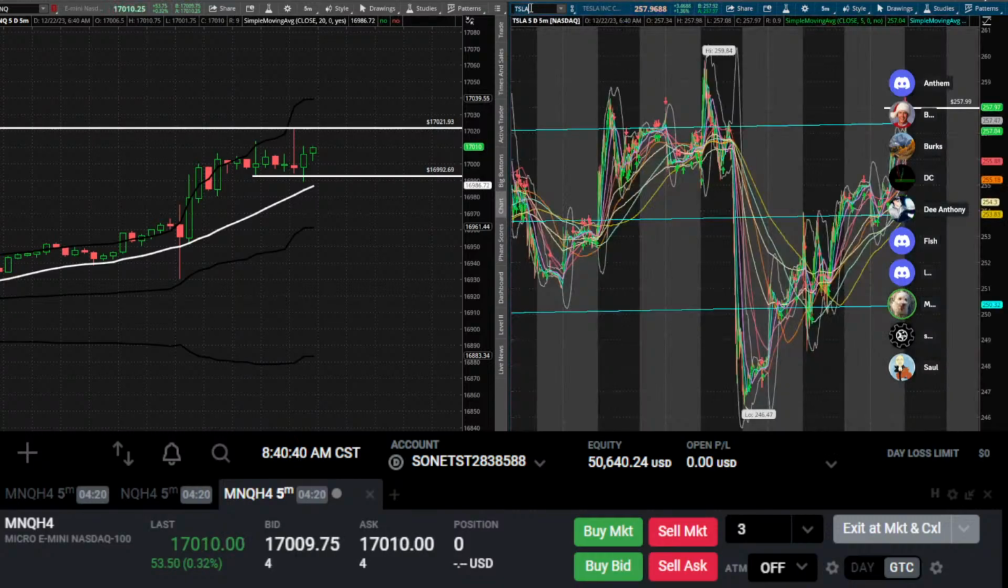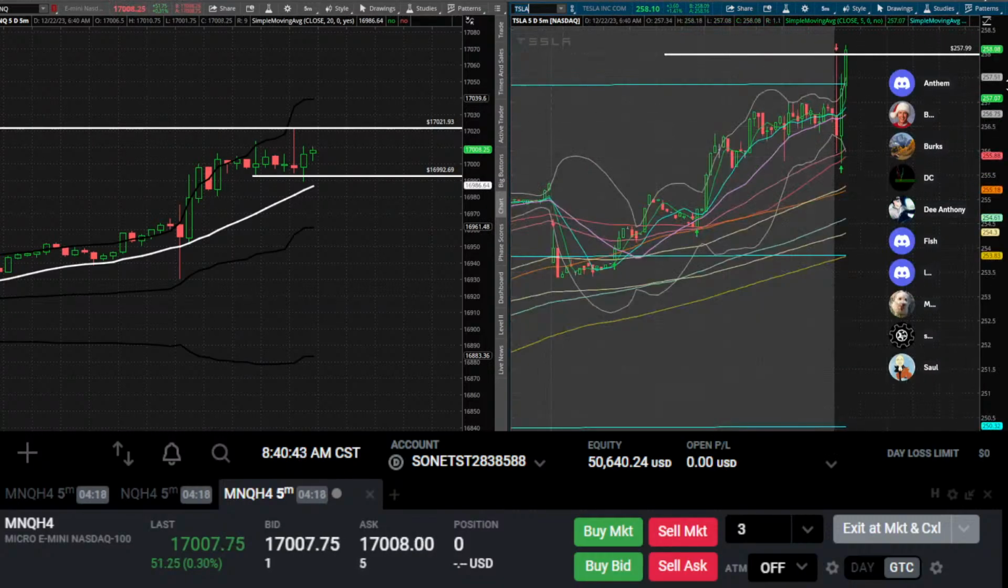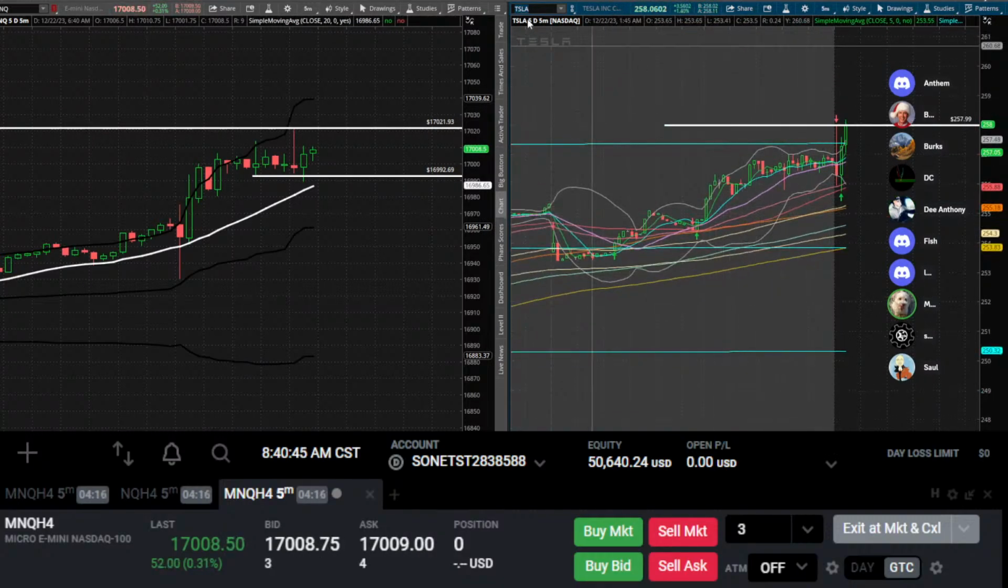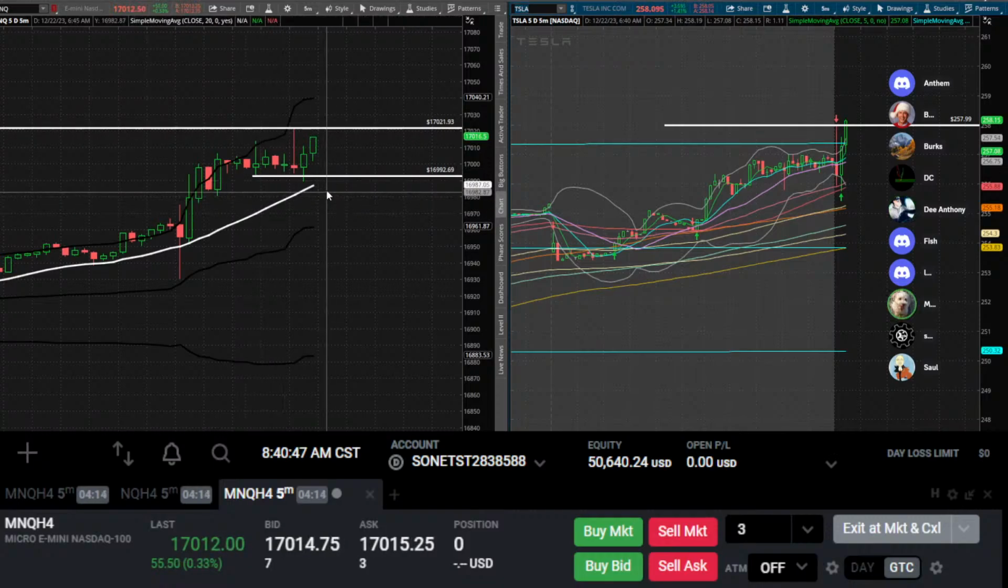Hey D, I got a question for you. If the 20 SMA is already passed, can you use VWAP to get in if you see it going above or below? Sure. Yeah, you can definitely use VWAP. You can use a correlation of both of them.